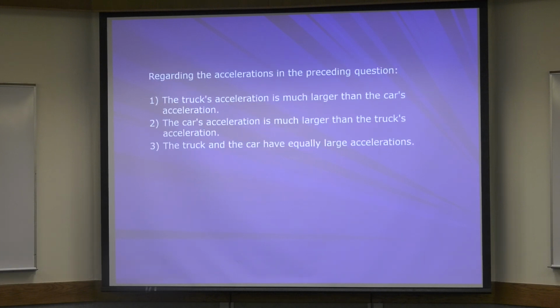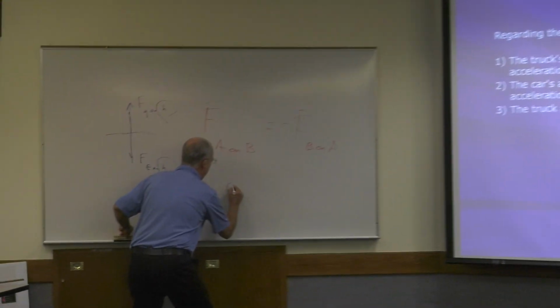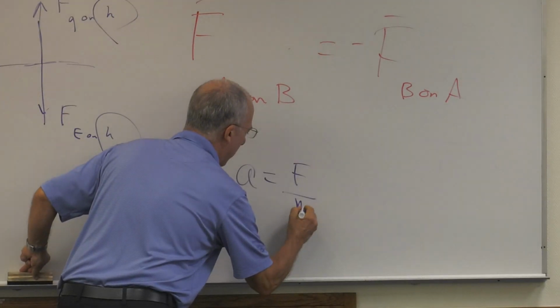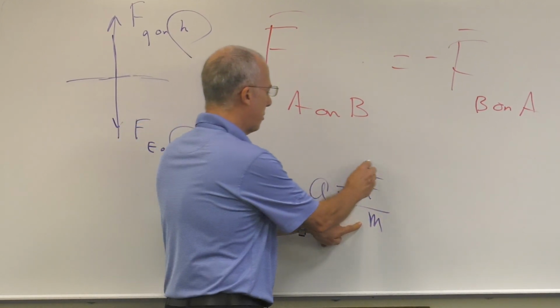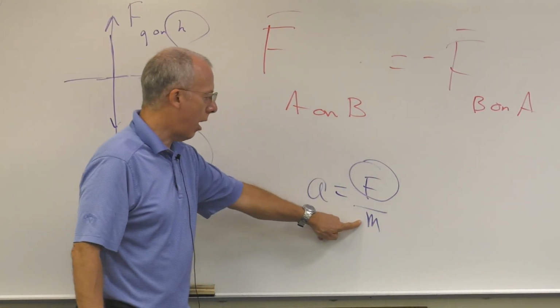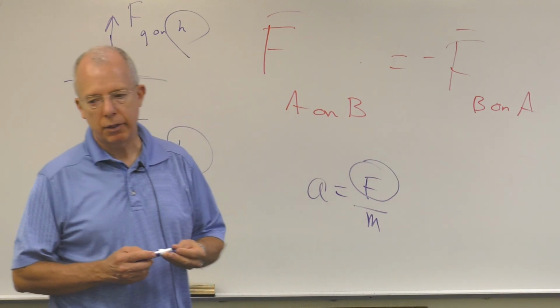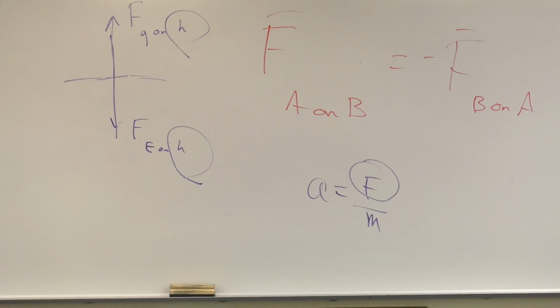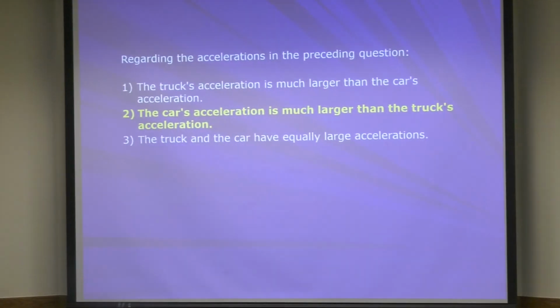Number 3. Now regarding the accelerations in the previous question, which has the largest acceleration? Well, come on. You know that from experience, but you also know it from physics. A equals F over m. The mass of the car is much less than the mass of the truck. The forces are equal. If the mass of the car is less than the mass of the truck, the car has a huge acceleration. The truck has a small acceleration. So the car's acceleration is much larger than the truck's.